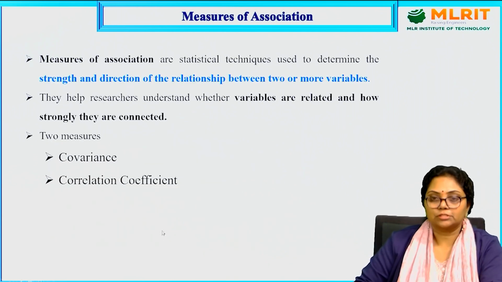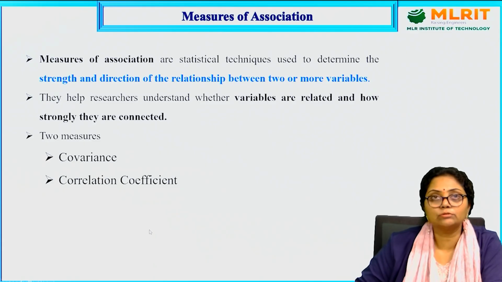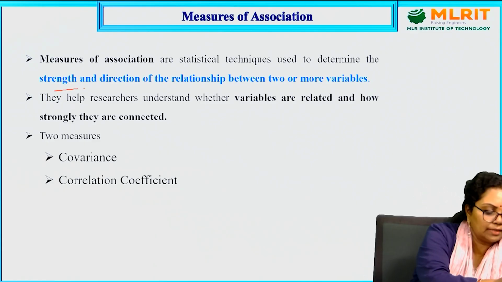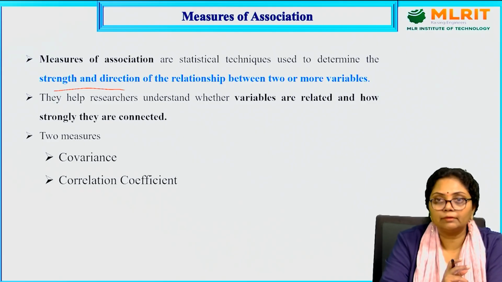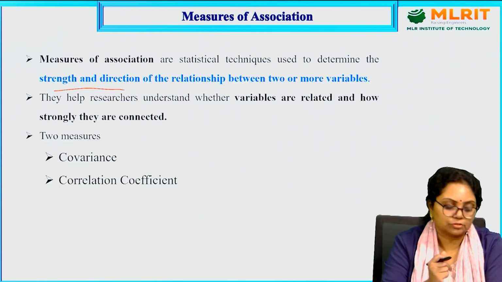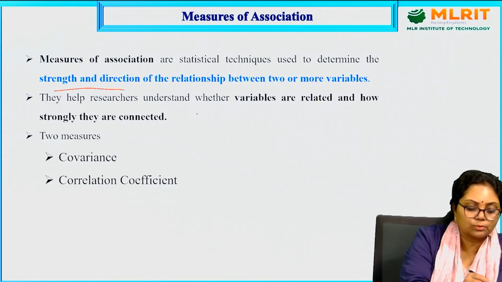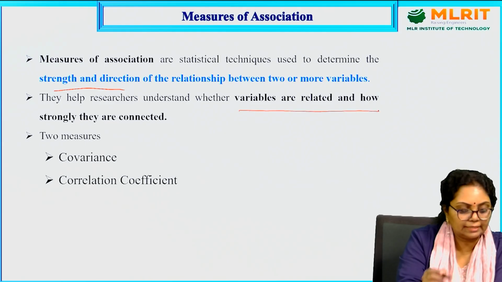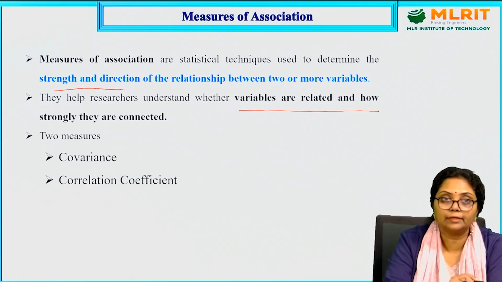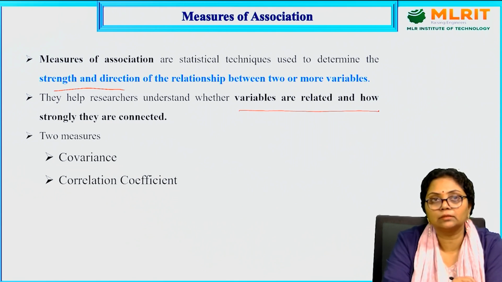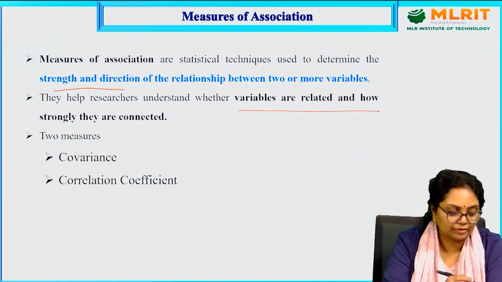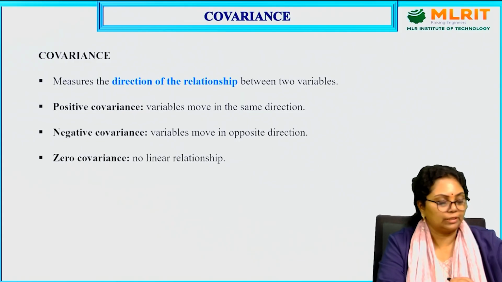Now, moving forward, measures of association is a statistical technique used to determine the strength and the direction of the relationship between two variables. This helps researchers understand whether the variables are related and how strongly they are connected to each other. As we have seen in the previous slide, this includes two kinds of measures: covariance and the correlation coefficient.